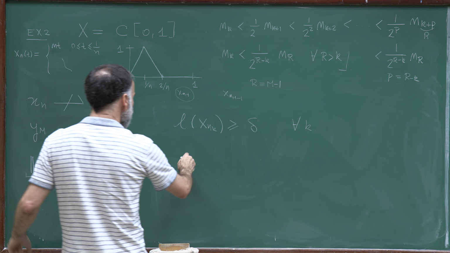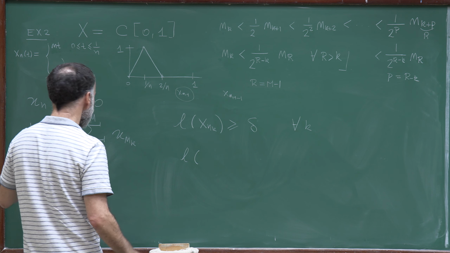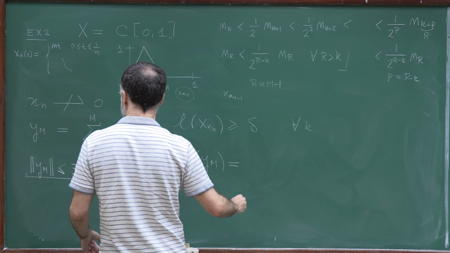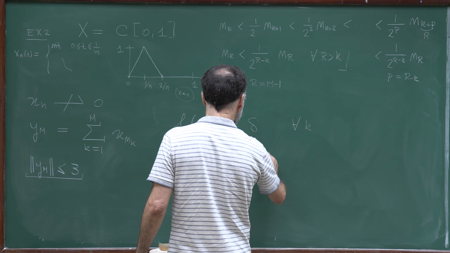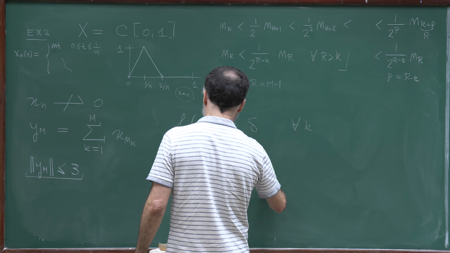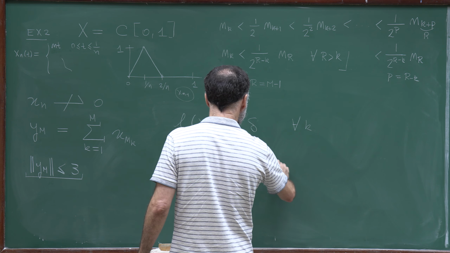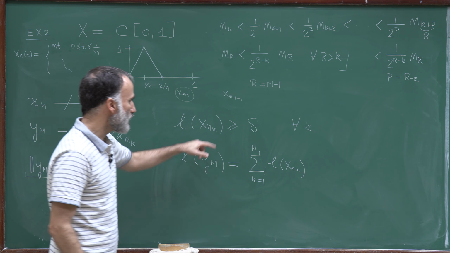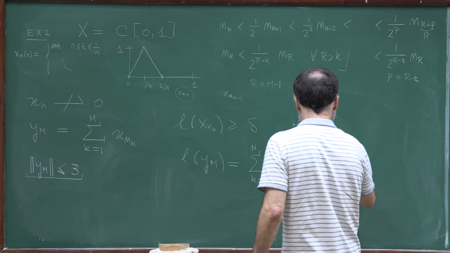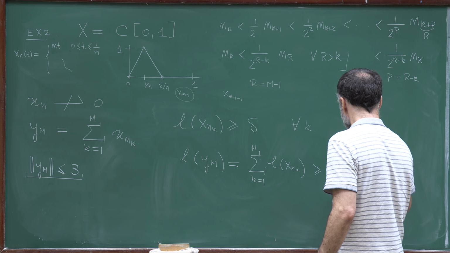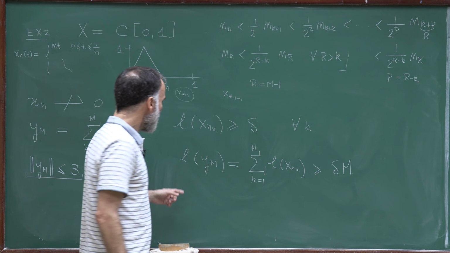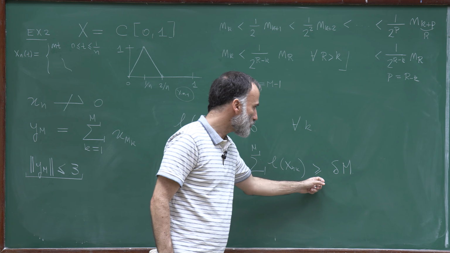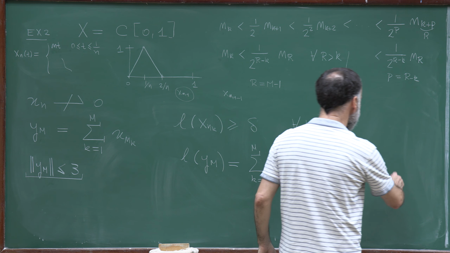On the other hand, by linearity, I get that L of y_m is equal to the sum for k from 1 to m of L of x_{n_k}. But L of x_{n_k} is bounded below by delta, so I get this bound. So on the one hand, I have that L of y_m is larger or equal than delta m, and this holds for all m.